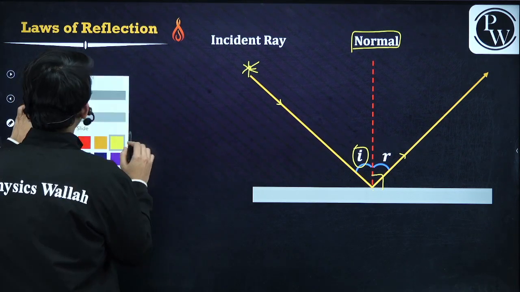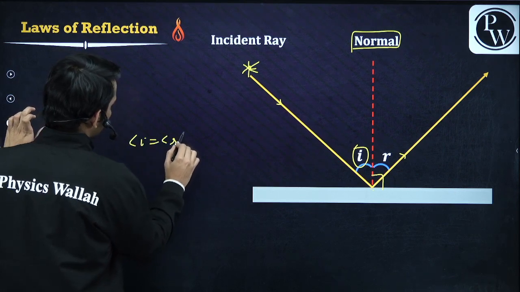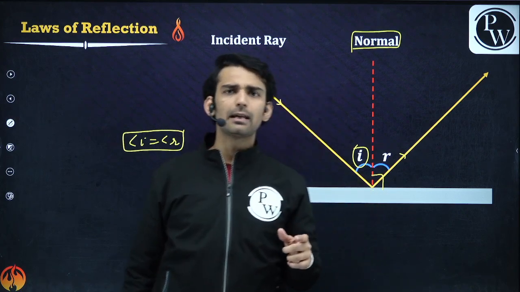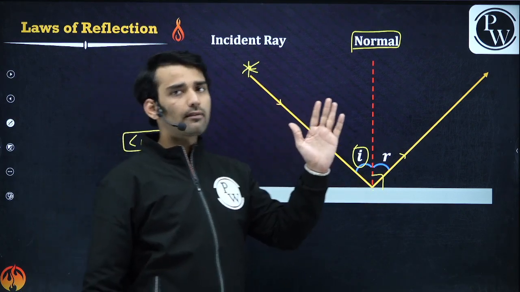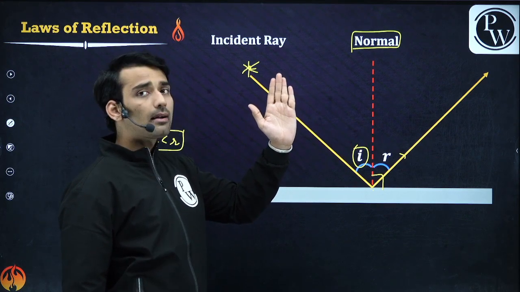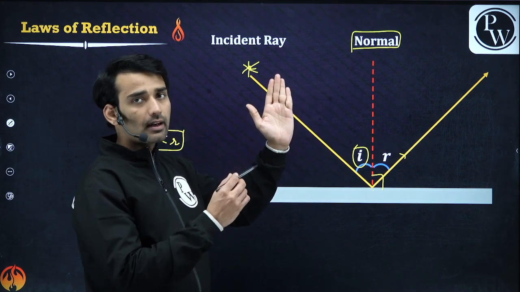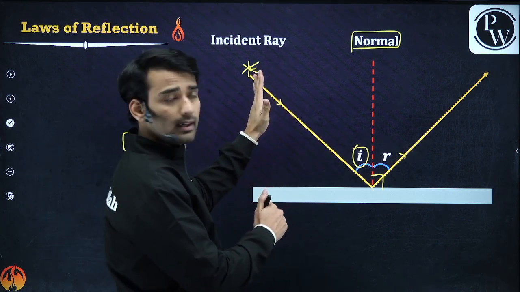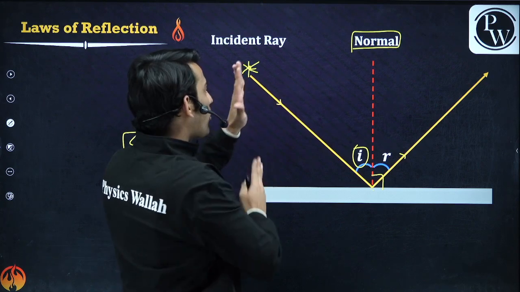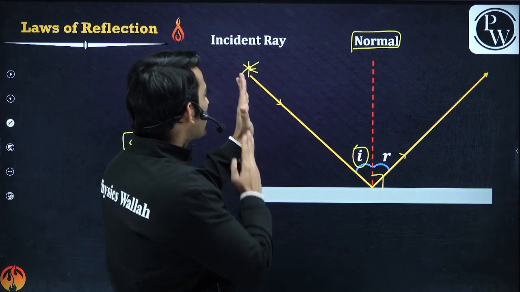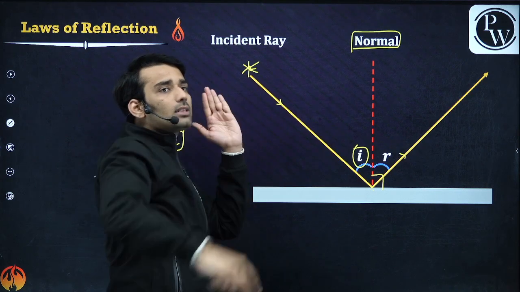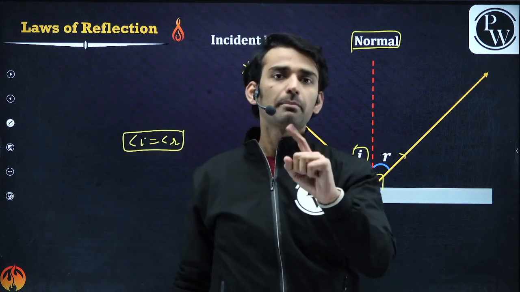What do the laws of reflection state? Angle I is equal to angle R, and all the three rays lie in the same plane. What do you mean by same plane? It means that if I am looking towards the incident ray, I cannot see the normal and the reflected ray. Let's say this is your incident ray, right? And if the normal is like this, you can see both at the same time. But if all the three lie on the same line, if you are looking through the incident ray, you cannot see the normal and the reflected ray. That means all lie in the same plane. This is the meaning of the same plane.